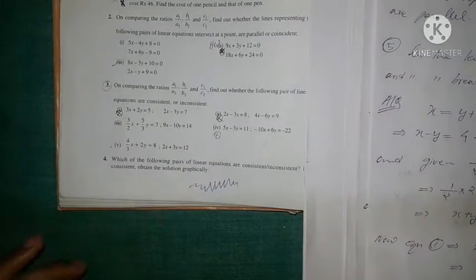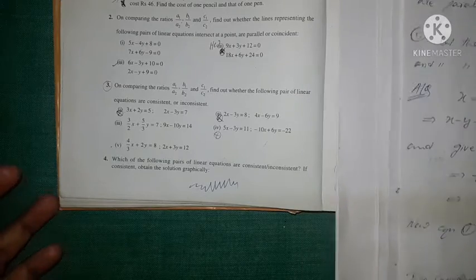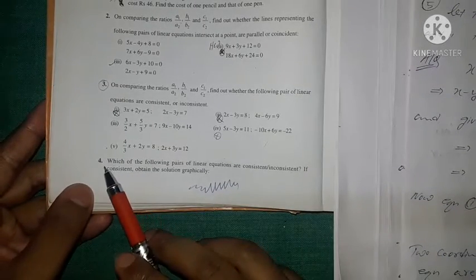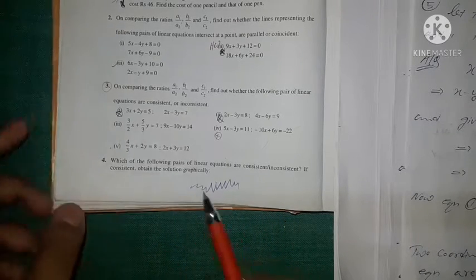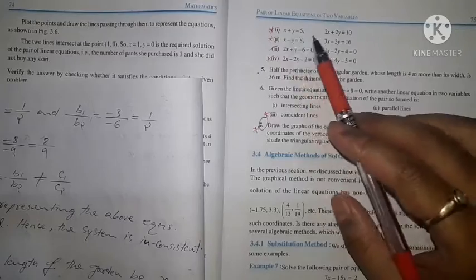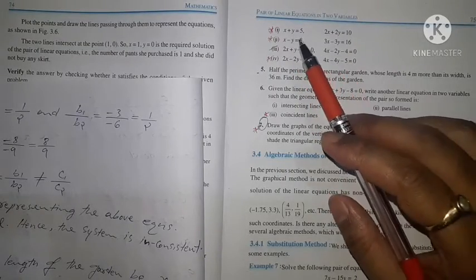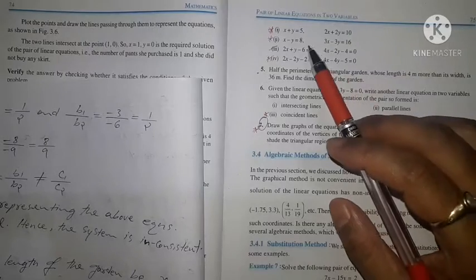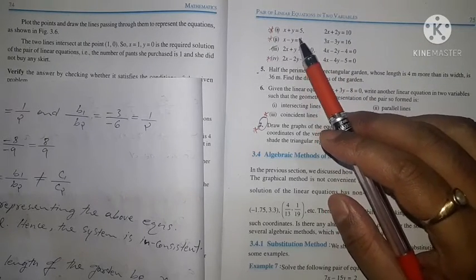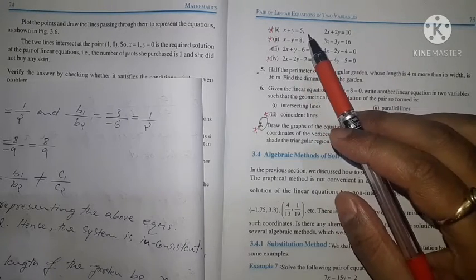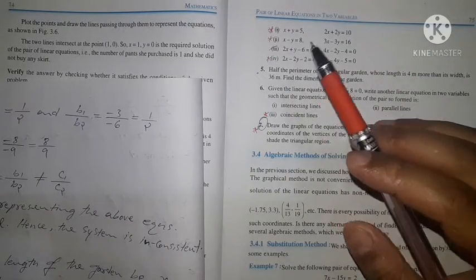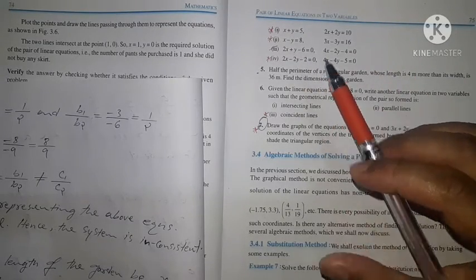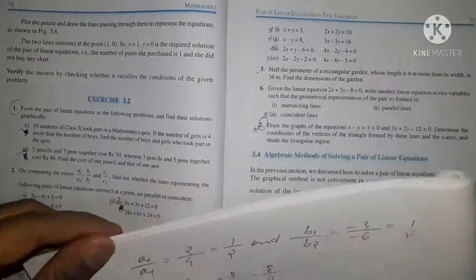Similarly you do the rest and find whether the system is consistent or inconsistent. Now for question number 4, which of the following pairs of linear equations are consistent or inconsistent? If consistent, obtain the solution graphically. This question you have to do by yourself. First you have to take a1, b1, c1 and a2, b2, c2. Just see whether the lines are intersecting, coincident or parallel. If they are intersecting or coincident, that means it will be a consistent system, and if it is a consistent system, you obtain the solution graphically. So you have to do this one by yourself.